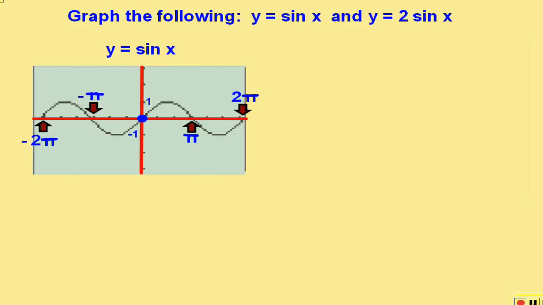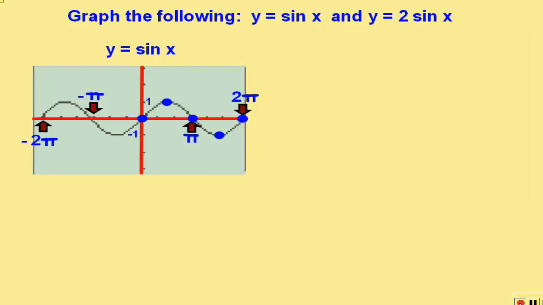What is the sine of pi over 2? That would be 1. What is the sine of pi? That would be 0 again. The sine of 3 pi over 2? That would be negative 1. And then the sine at 2 pi would be back to 0. And this cycle would repeat as we kept going.